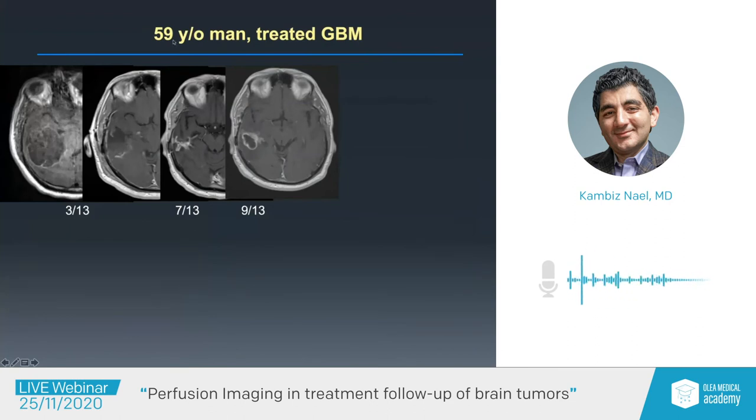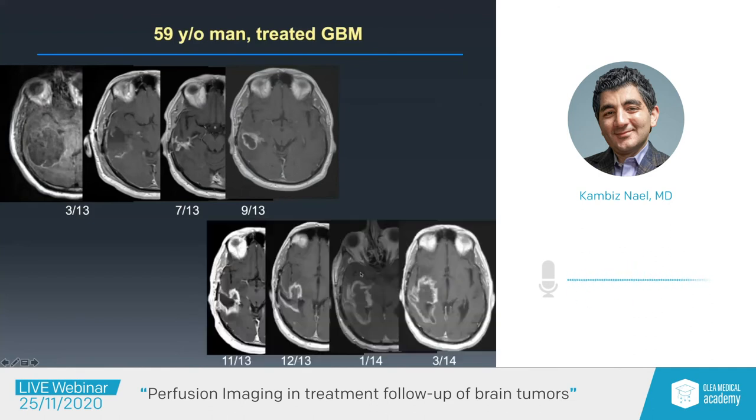This was a 59-year-old man treated for GBM. You can see a large mass, with some motion at the baseline imaging, but this had gross total resection. This is the follow-up imaging, with collapse of the surgical cavity and some enhancement there. Then there's more enhancement along the resection margin almost 6 months after the initial treatment.